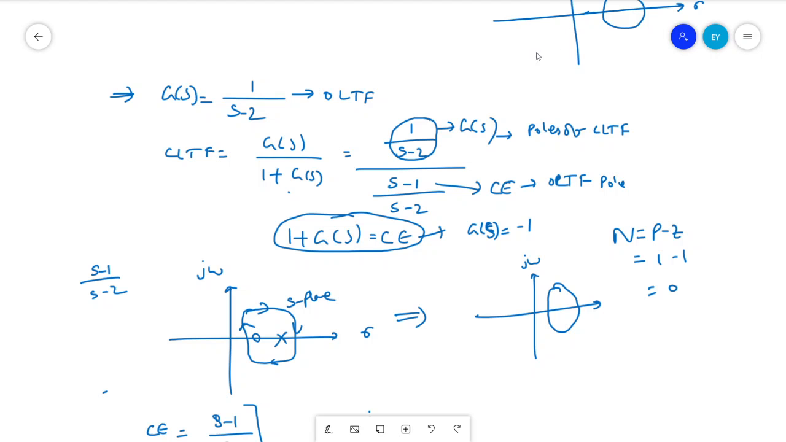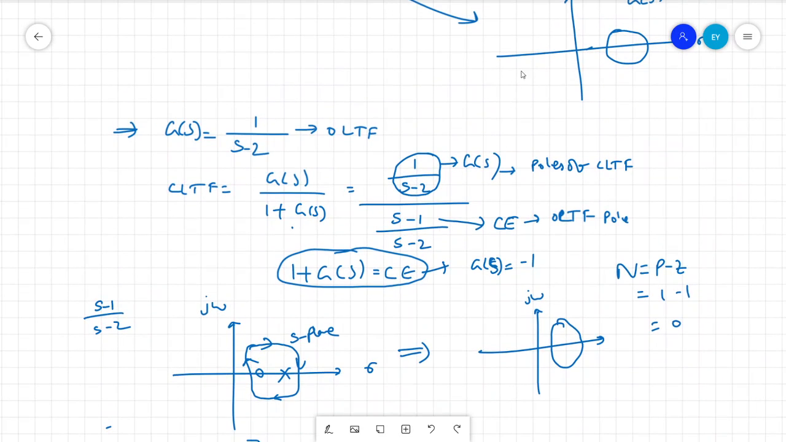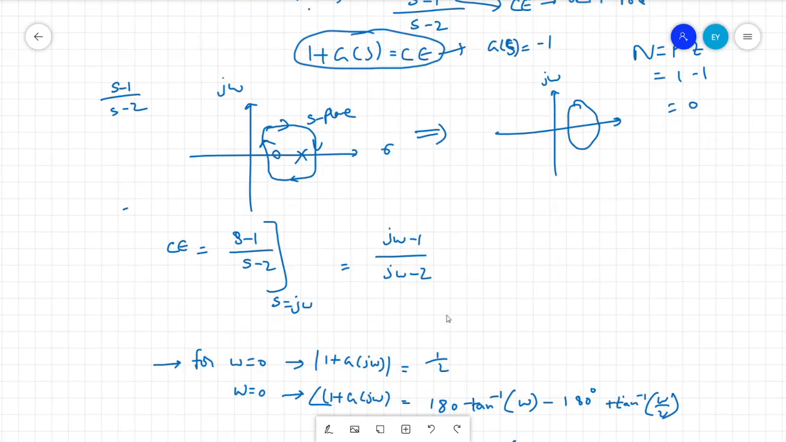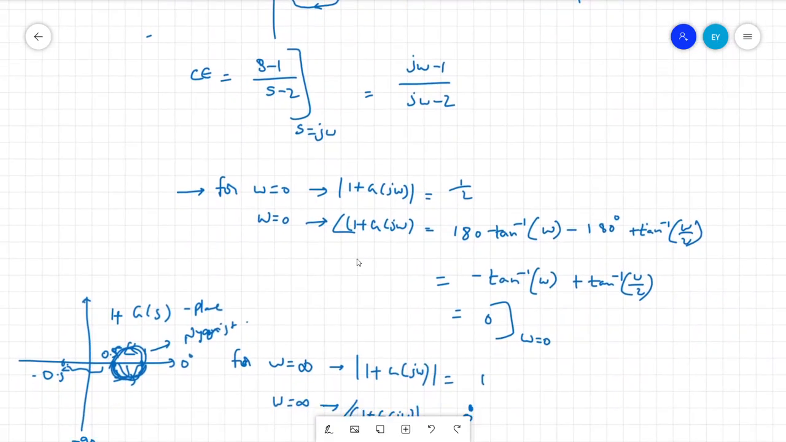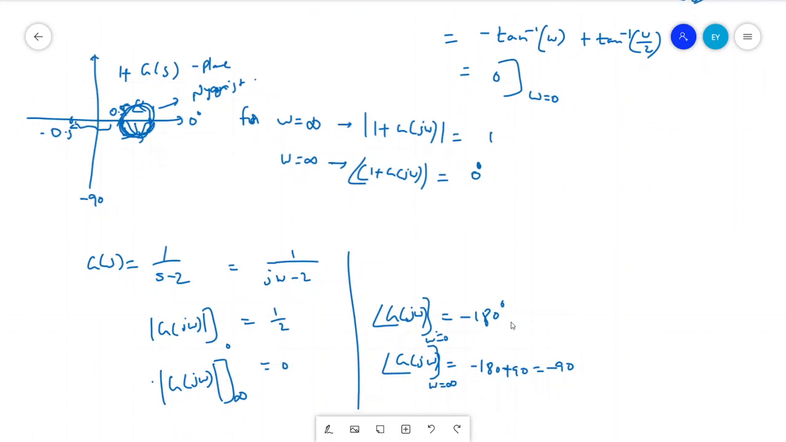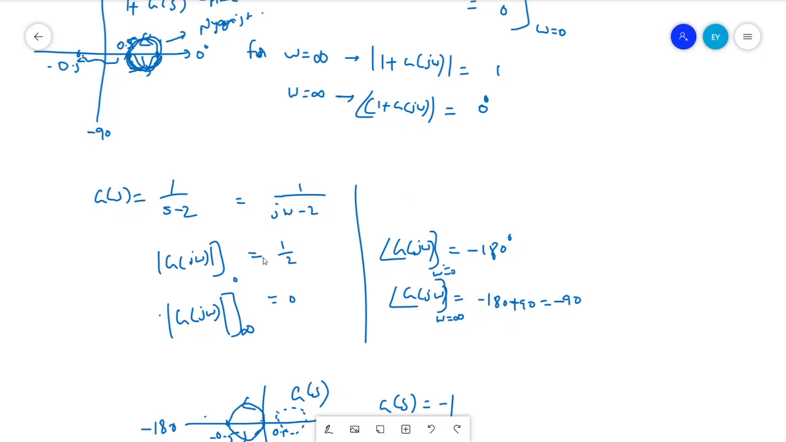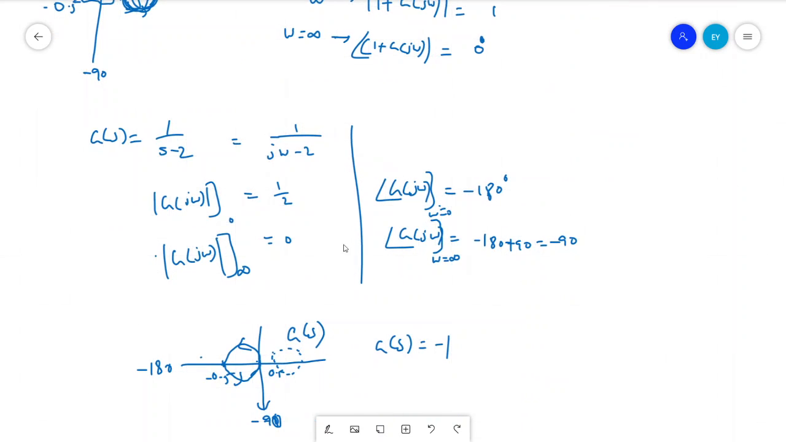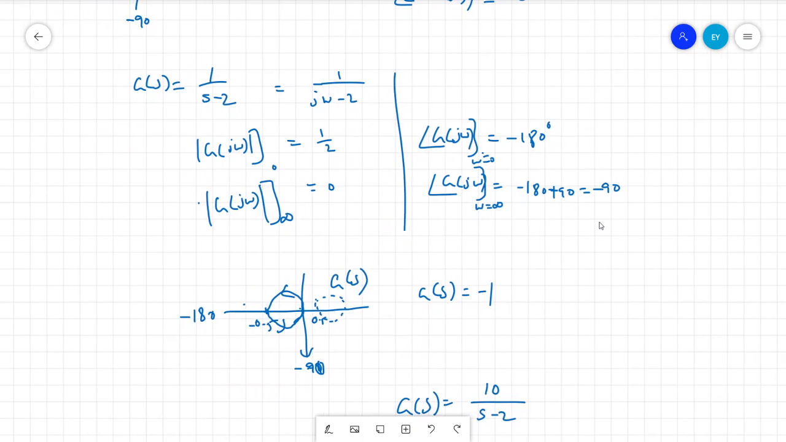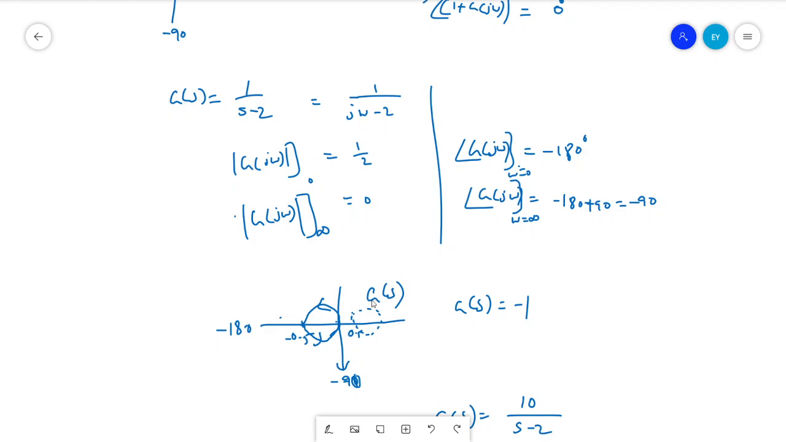G of s. Okay, this is actually the 1 plus g of s plane. If you draw the same thing for g of s, for initial point and final point, omega equal to 0 to infinity, it will start at 0.2 and it will end at 0, by making an angle of minus 180 and minus 90 at infinity. So this is the g of s plane.